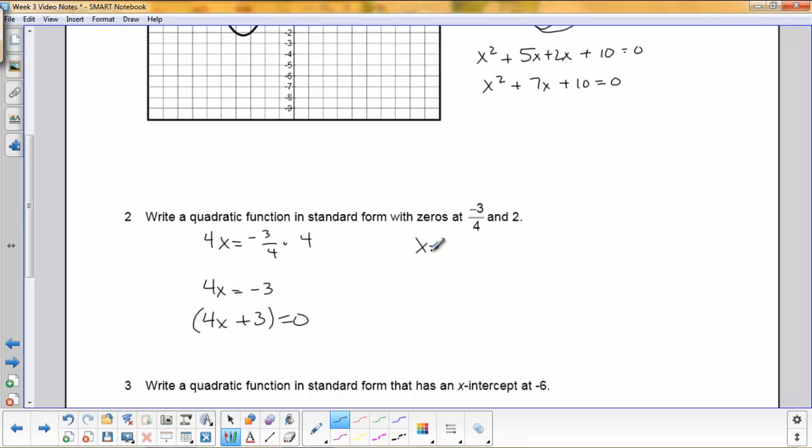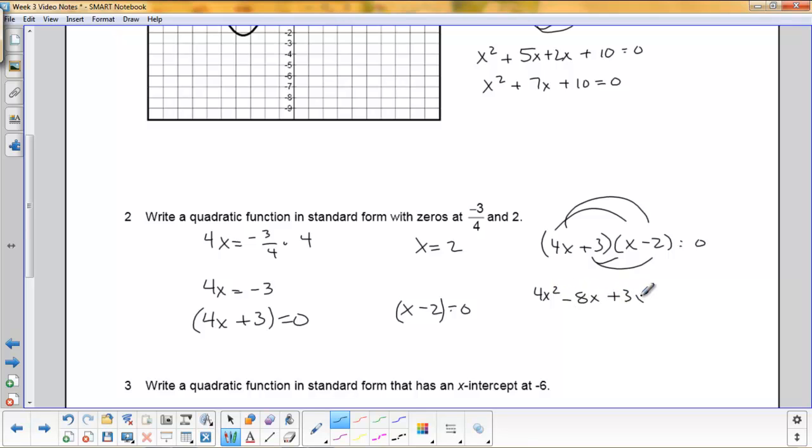And then of course this one, x equals 2. That's x minus 2 equals 0. 4x plus 3 times x minus 2, and I'm going to double distribute or use FOIL. That's going to be 4x squared minus 8x plus 3x minus 6. I'm going to combine like terms, and that's going to give me 4x squared minus 5x minus 6. And that's my final answer.